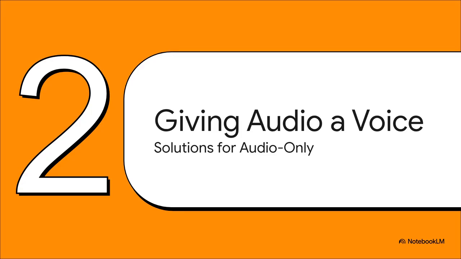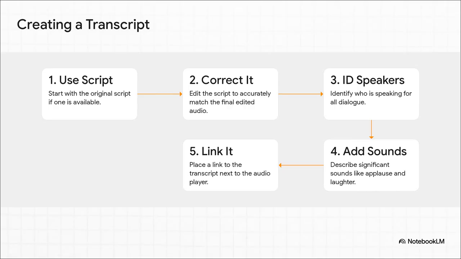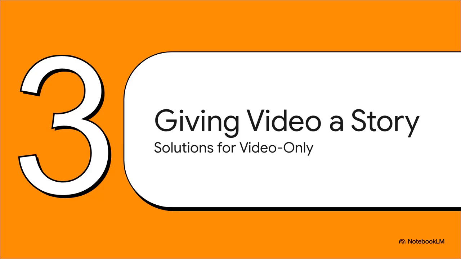Okay, let's tackle audio first. How do we give a voice, so to speak, to content that people literally can't hear? Well, the number one solution is a really good transcript. Now, making a great transcript is way more than just copying and pasting a script. First, start with the script if you have one, but then you've got to listen and correct it to match what was actually said. This next part is crucial. You have to identify who is talking. And then, and this is the part people often forget, you add in important sounds like applause or laughter, because that's all part of the context. Finally, just pop a link to that transcript right next to your audio player. Simple as that.